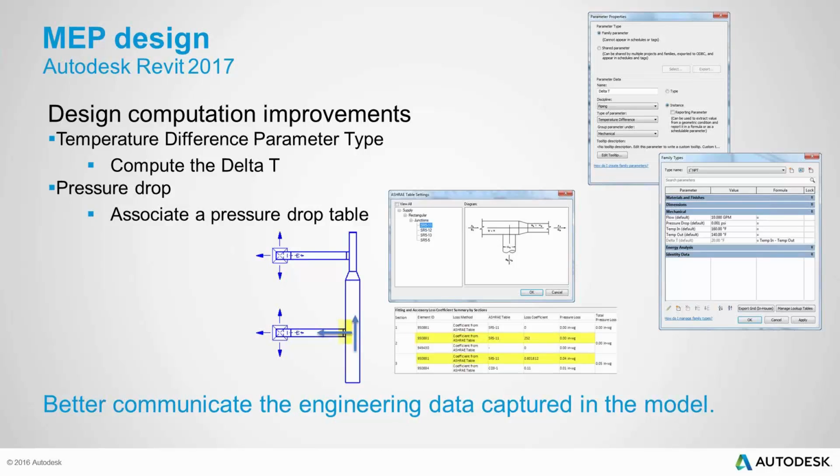And also, in order to provide more accurate pressure drop calculations on duct networks, you can now associate a pressure drop table with duct fitting taps. So once you do this, Revit actually computes the pressure drop along the main and the branch at the tap fittings, leading to more accurate designs and better engineering data.